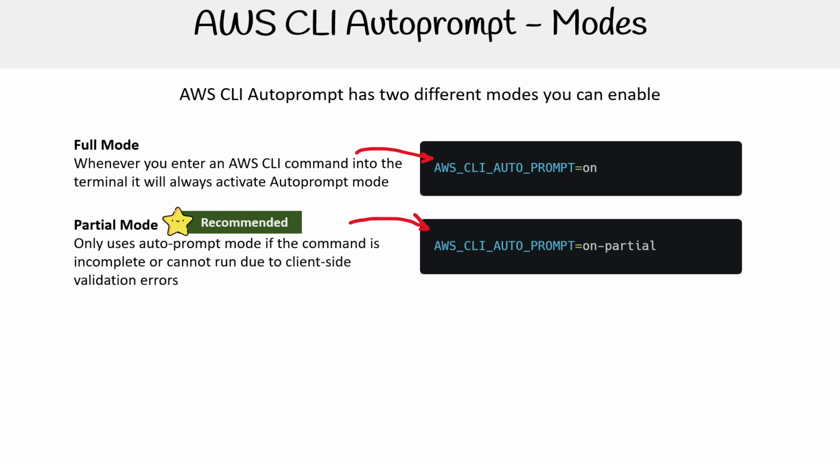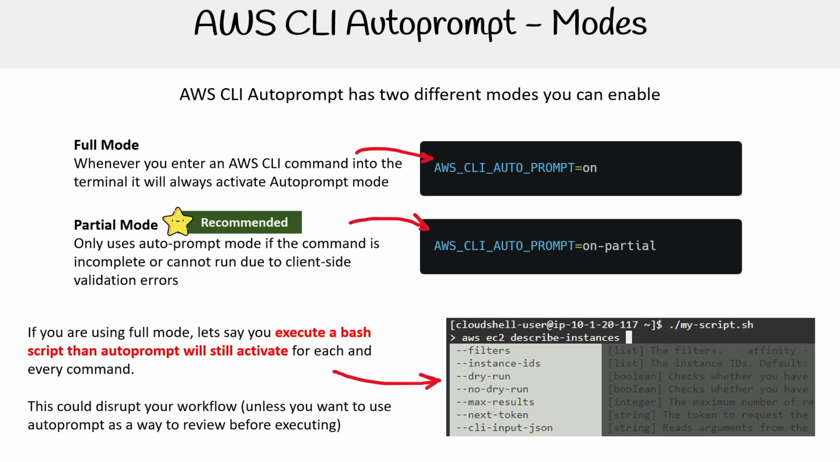The reason why I want you to use partial mode is that when we are writing bash scripts, it will still try to open up in full mode. And this is really annoying because you don't want this to happen. So it's going to mess up our coding workflow. So set it to on partial.